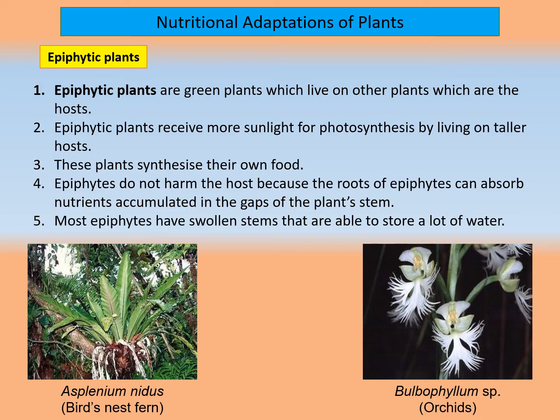Epiphytic plants. Epiphytic plants are green plants which live on other plants, which are the hosts. Epiphytic plants receive more sunlight for photosynthesis by living on taller hosts. These plants synthesize their own foods. Epiphytes do not harm the host because the roots of epiphytes can absorb nutrients accumulated in the gaps of the plant stems. Most epiphytes have swollen stems that are able to store a lot of water. Here are two types of epiphytic plants. The first one is Asplenium nidus or bird nest ferns. The second one is Bulbophyllum or orchids.